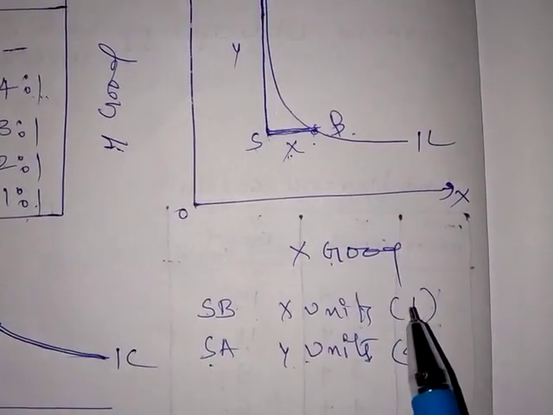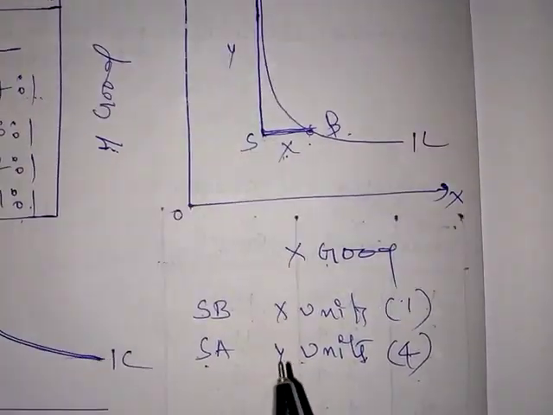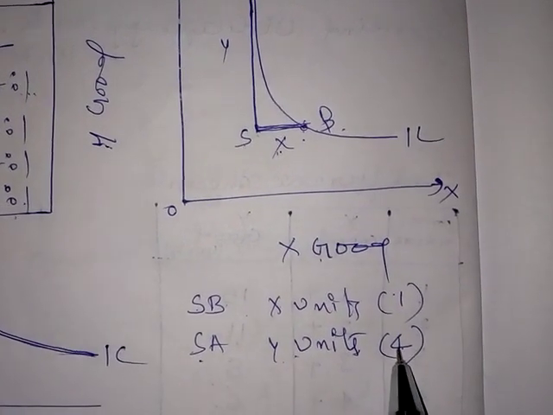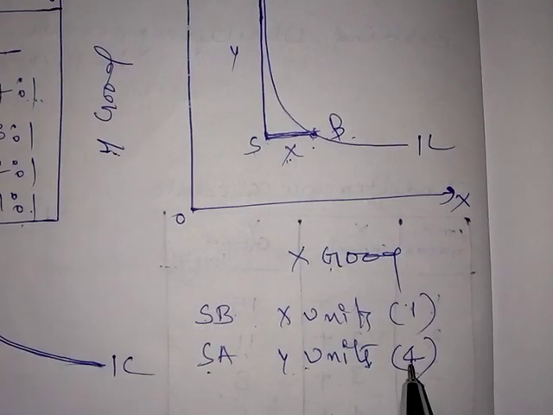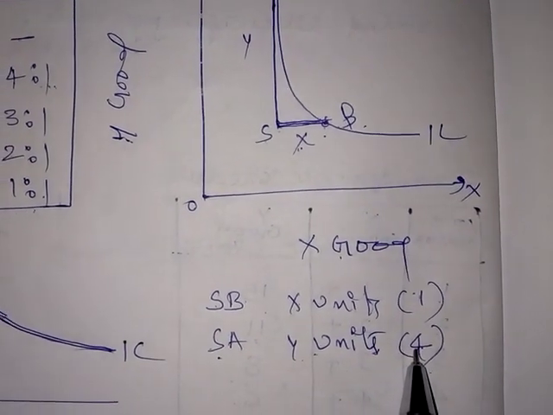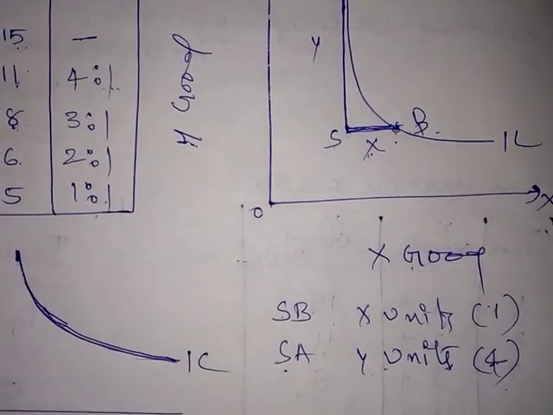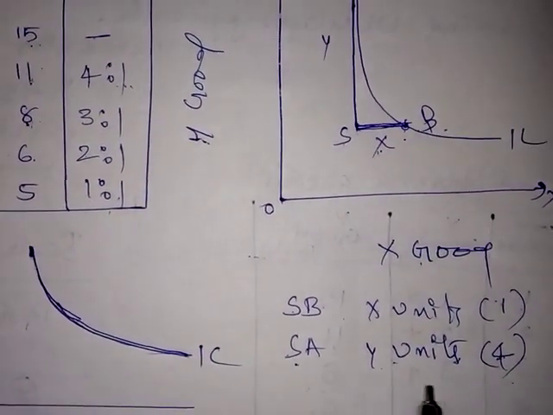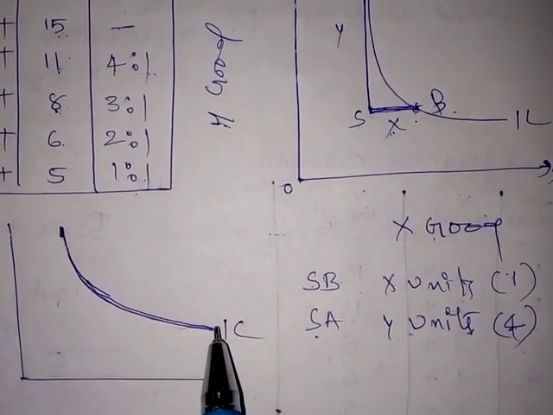That is why it is assumed that it is 1 unit of X. Here the SA gap is wide, so it is assumed that it is 4 units of Y. In order to get 1 extra unit of X, the consumer is losing 4 units of Y. Then whatever Y units he is willing to lose for getting an extra unit of X is going on diminishing. This is the reason why the indifference curve slopes downwards to the right.